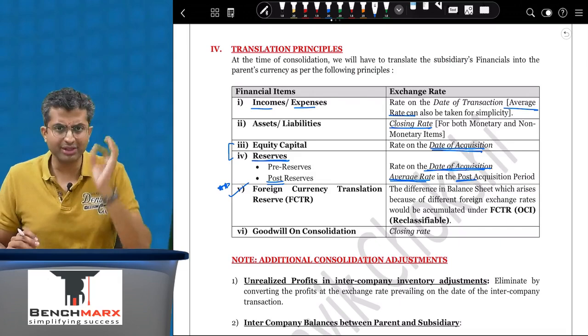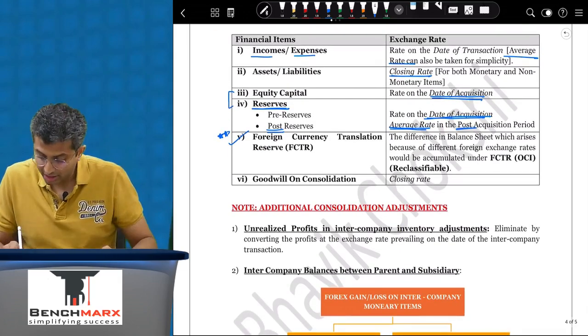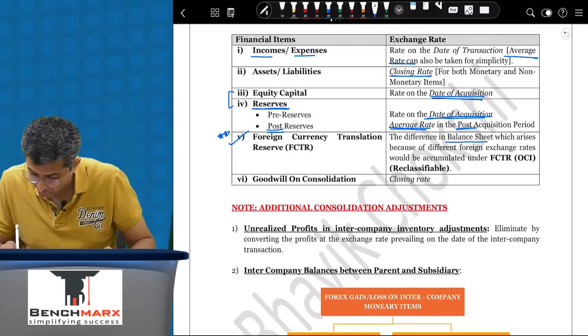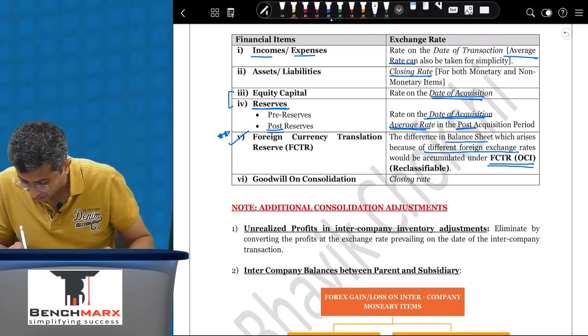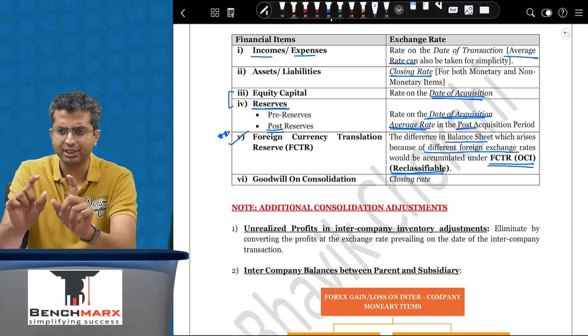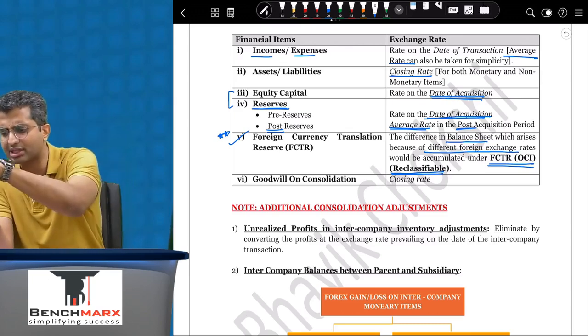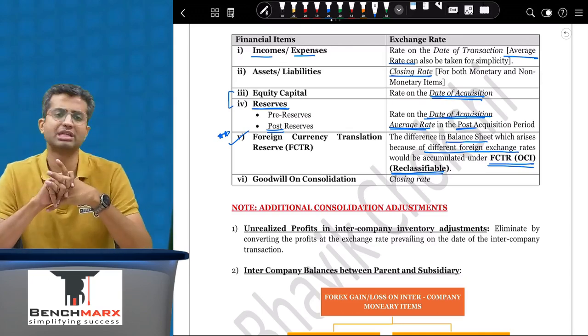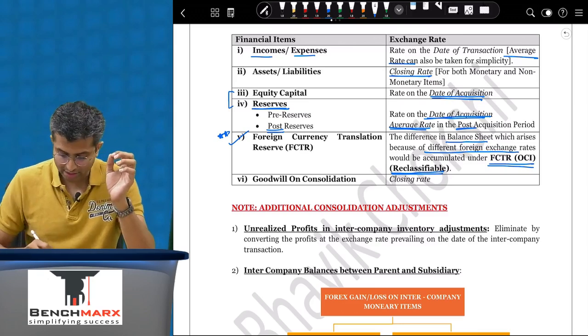There are other alternative ways to calculate FCTR as well. This is just one of the ways. This FCTR is the difference in the balance sheet which arises because of different foreign exchange rates and would be classified as FCTR. This is a reclassifiable FCTR, which means this will remain in FCTR, and on the happening of a particular event, that is loss of control over a subsidiary, the balance in the FCTR will be transferred to the statement of profit and loss. It is reclassifiable.